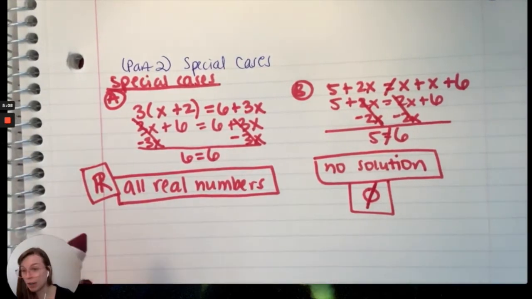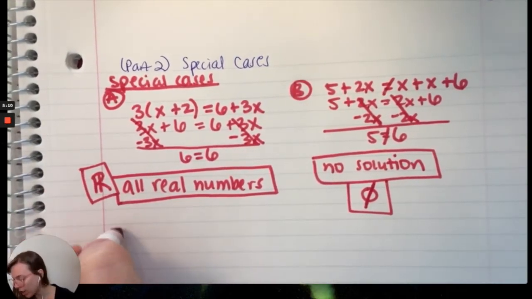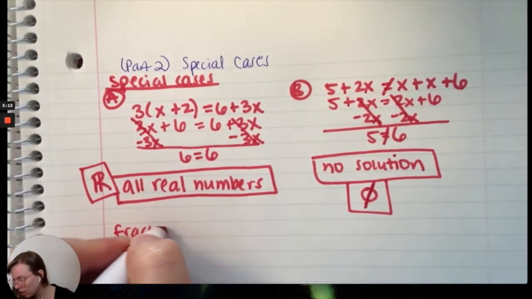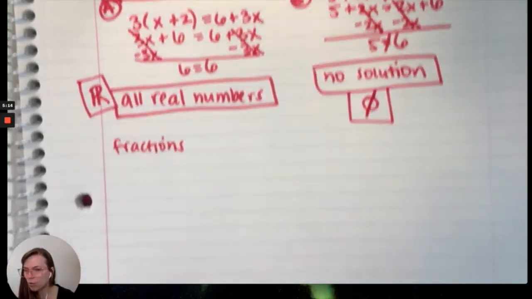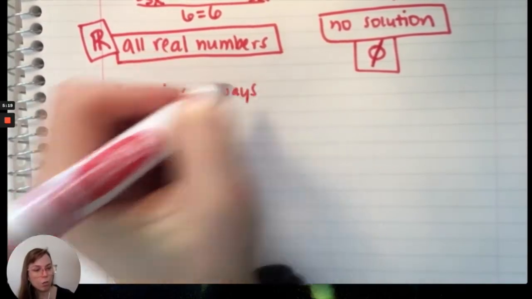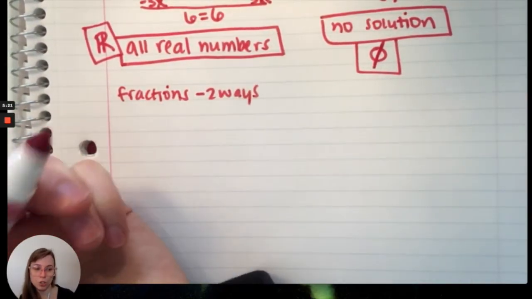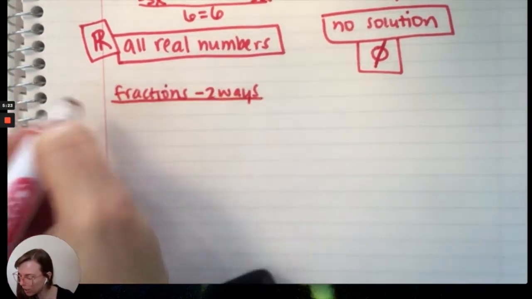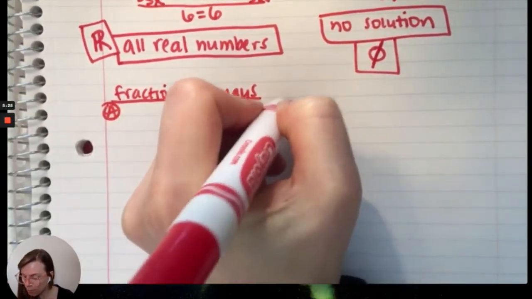So those are our two special cases, and then we're going to have fractions, which we've seen some examples of fractions. These are fractions two ways. So we're going to do the same problem, but two different ways. Again, we'll have an A and we'll have a B.